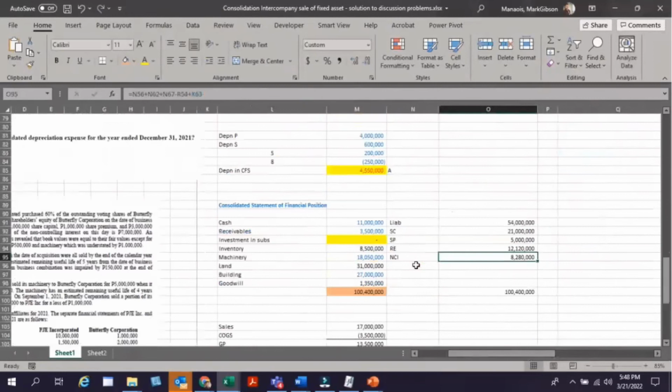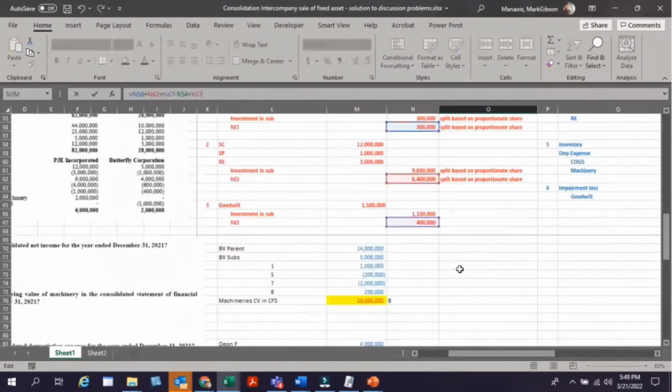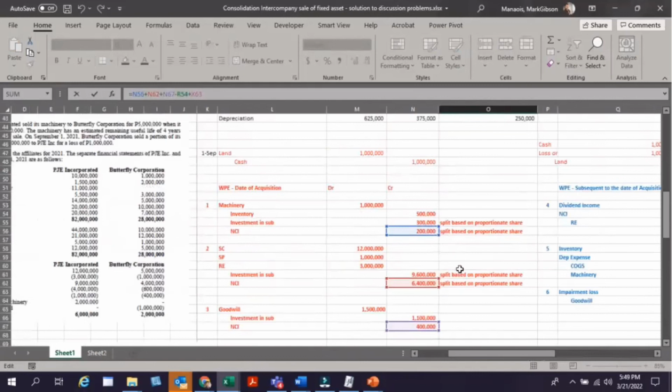Okay. And then finally, the non-controlling interest. Remember class, the non-controlling interest, this represents what? Yung 40%, 40% owned by other parties. Kasi nga, ang ownership lang naman ni PJE is 60%. So, paano natin mako-compute yan? Let's go to the working paper entries.